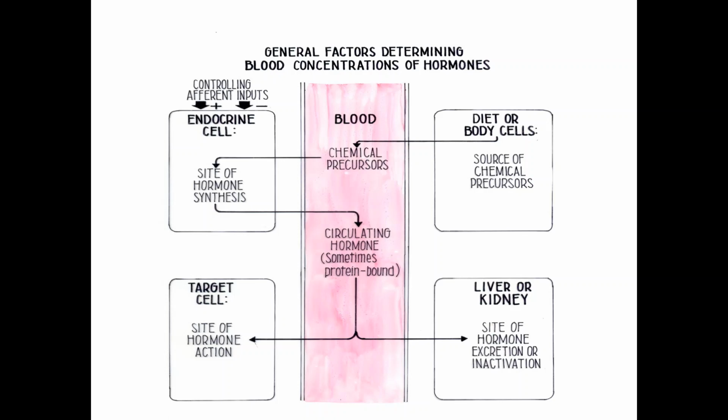This figure summarizes the various factors that determine the blood concentration of hormones. So the level of hormone in the blood can increase if you have increase in the synthesis of these hormones, or in the increase in the availability of your chemical precursors such as cholesterol or tyrosine. But they can also be decreased if you have increased uptake in the target cells or increased excretion by the liver or the kidney. So this is basically how these factors affect concentrations of hormones in the blood.